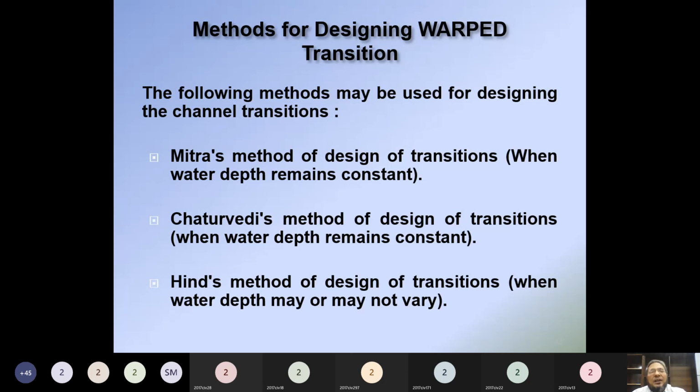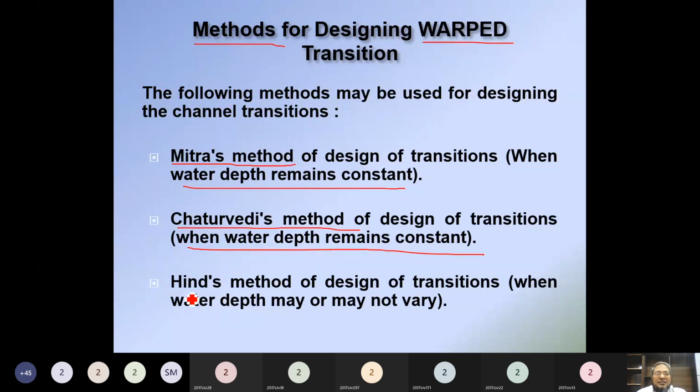अब ये है कि अगर ये वार्प वाल ट्रांजिशन है तो उसके मेथड्स क्या हैं? व्हाट आर द मेथड्स फॉर डिजाइनिंग वार्प्ड ट्रांजिशन? तो उसके ये 3 मेथड्स हैं. नंबर 1 इज द मित्राज मेथड. ये कब हम यूज करेंगे? व्हेन वाटर डेप्थ रिमेन्स कांस्टेंट. जो पहले डेप्थ ऑफ फ्लो थी वही डेप्थ ऑफ फ्लो ट्रफ के अंदर भी रखना चाह रहे हैं, सो वी मे यूज मित्राज मेथड. दूसरा है चातर वेदीज मेथड. ये भी व्हेन वाटर डेप्थ रिमेन्स कांस्टेंट. जो चैनल में डेप्थ है द सेम इज द डेप्थ ऑफ फ्लो इन द ट्रफ, कंक्रीट ट्रफ.